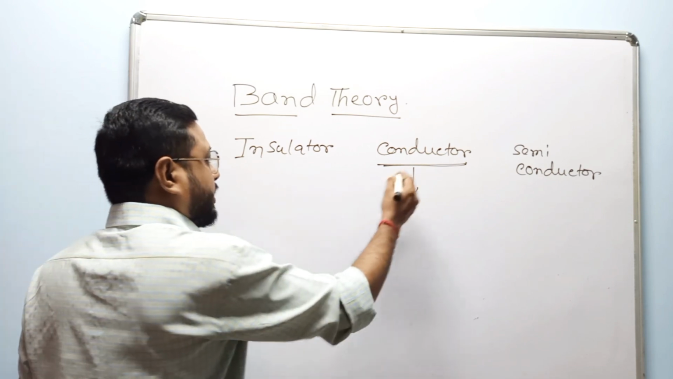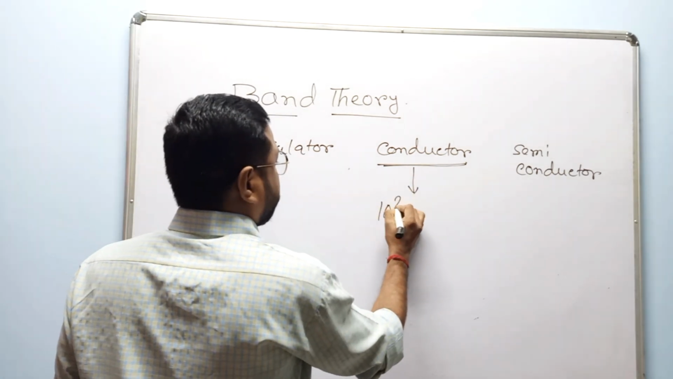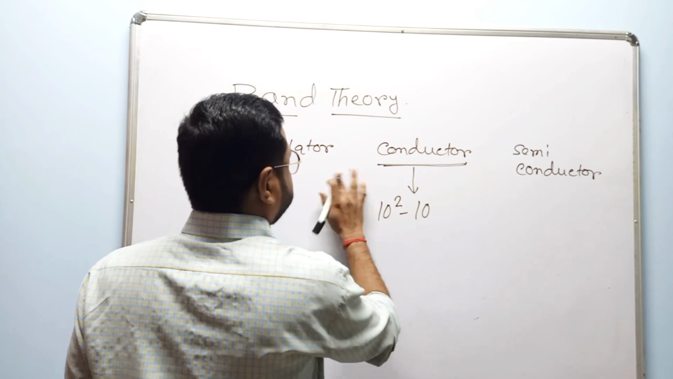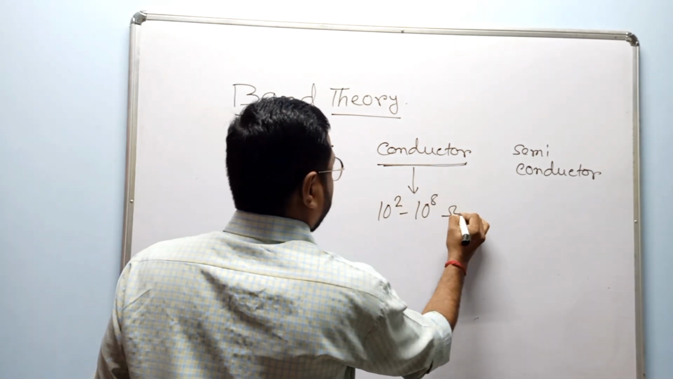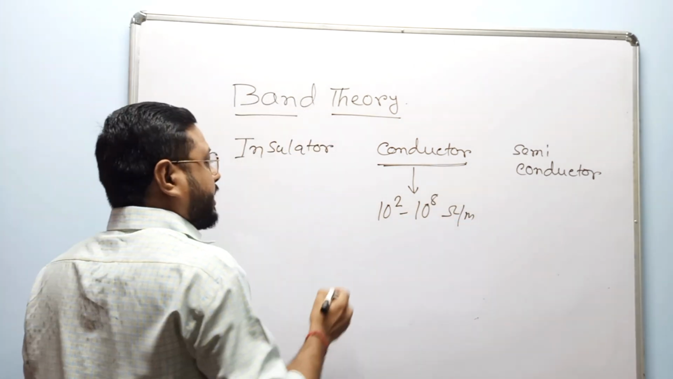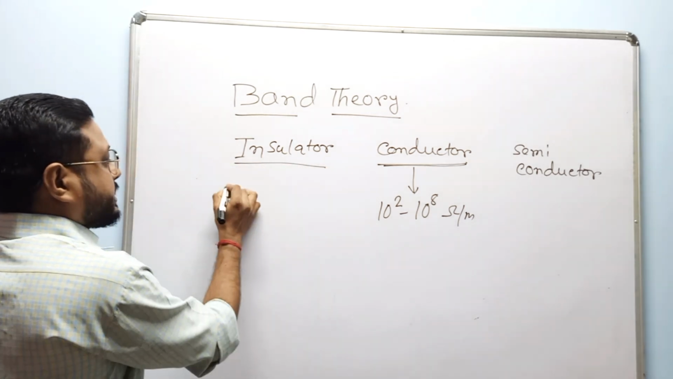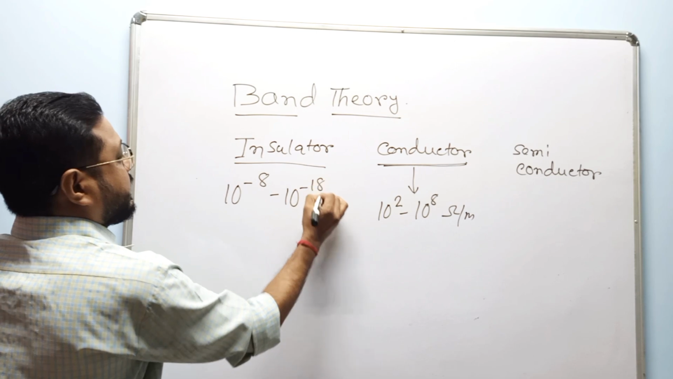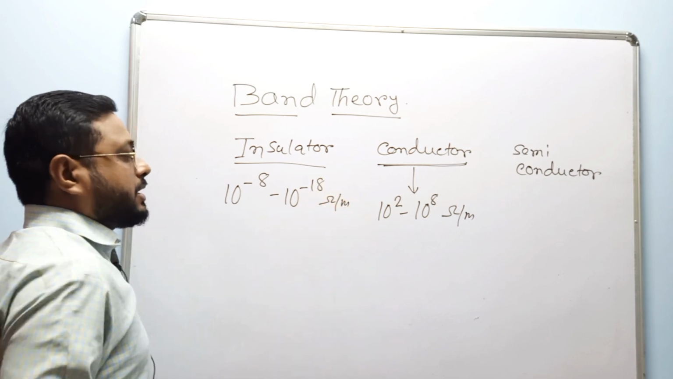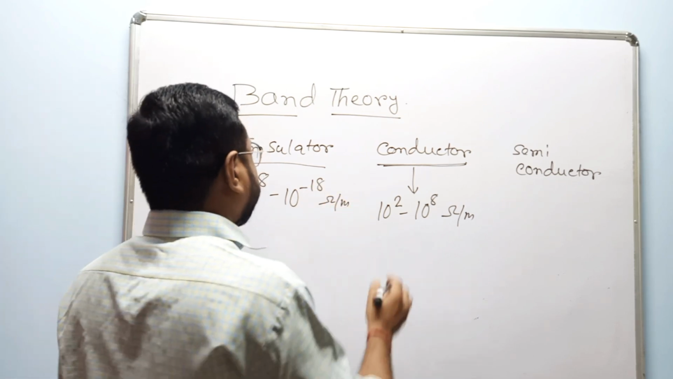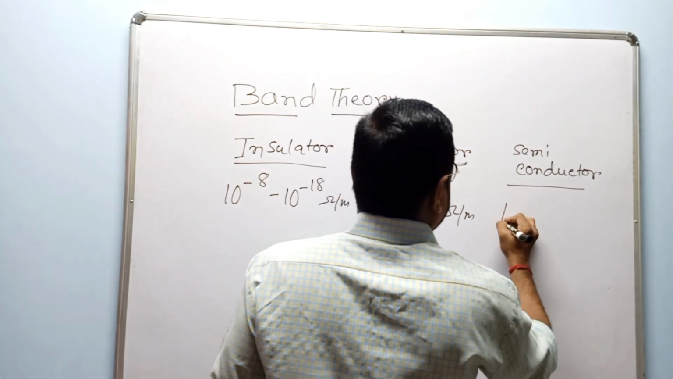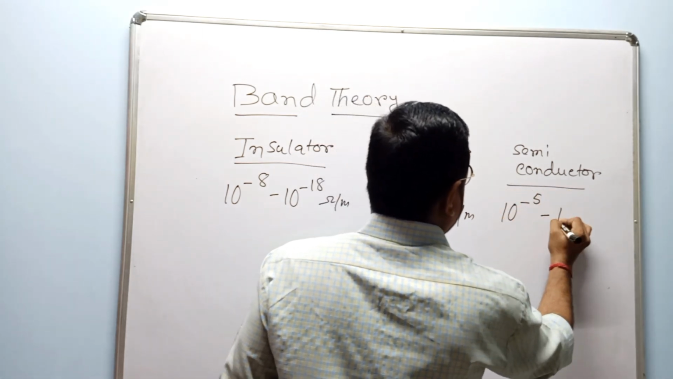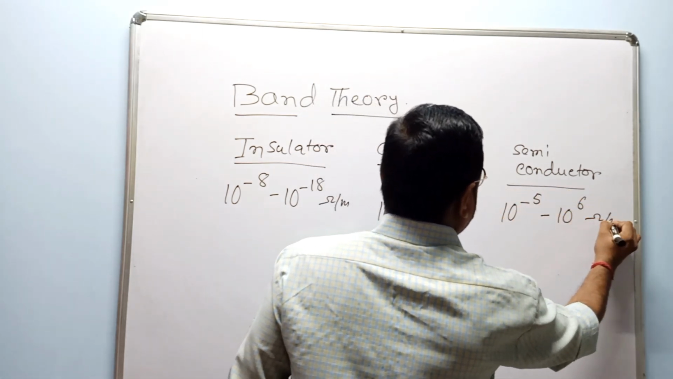The conductivity of conductor is 10 to the power 2 to 10 to the power 8 ohm per meter, whereas the insulator conductivity is 10 to the power minus 8 to 10 to the power minus 18 ohm per meter. And semiconductor conductivity lies between conductor and insulator, that is 10 to the power minus 5 to 10 to the power 6 ohm per meter.